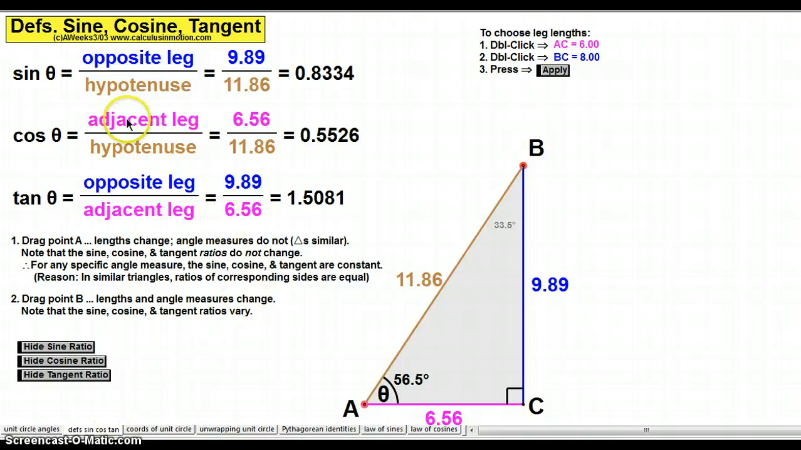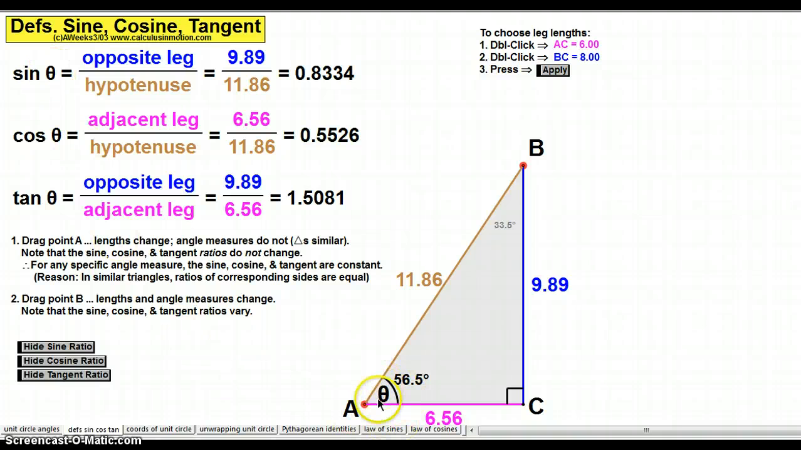So let's take a peek here. You guys know this from last year. If you don't, please make sure this is jotted down in your notes. Opposite leg over hypotenuse gives you your sine of theta. What do we mean by this?